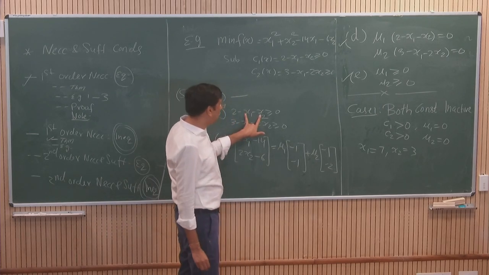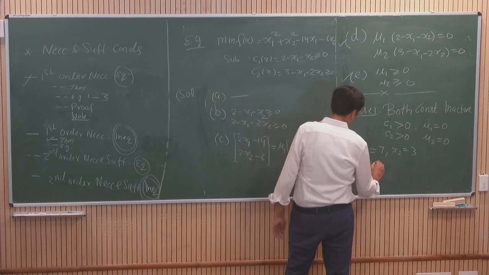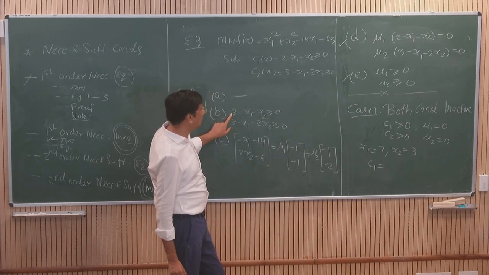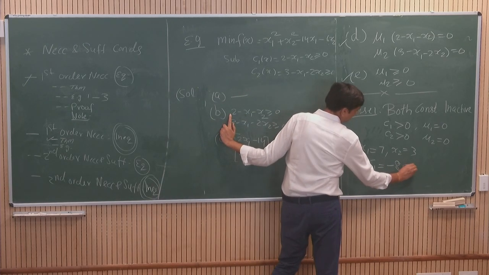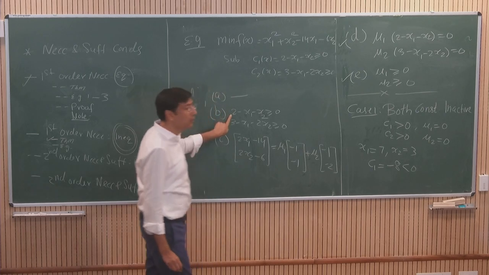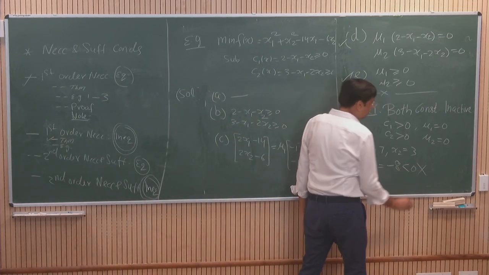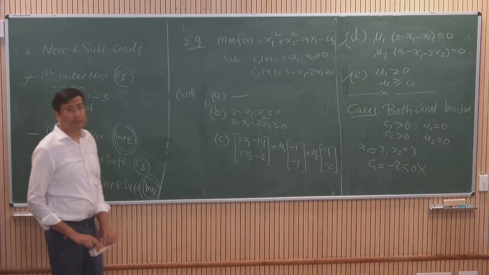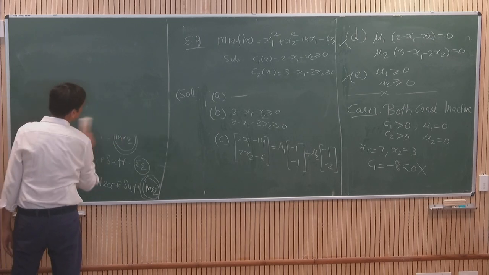Substitute x1 equal to 7 and x2 equal to 3 into c1 and c2 in the B condition. So your c1 would be 2 minus 7 minus 3, which is minus 8. Correct? Which is less than 0. You don't have to check c2 even, which means that this case is not valid. It's not satisfying the constraint. Okay. Let's do the next one.